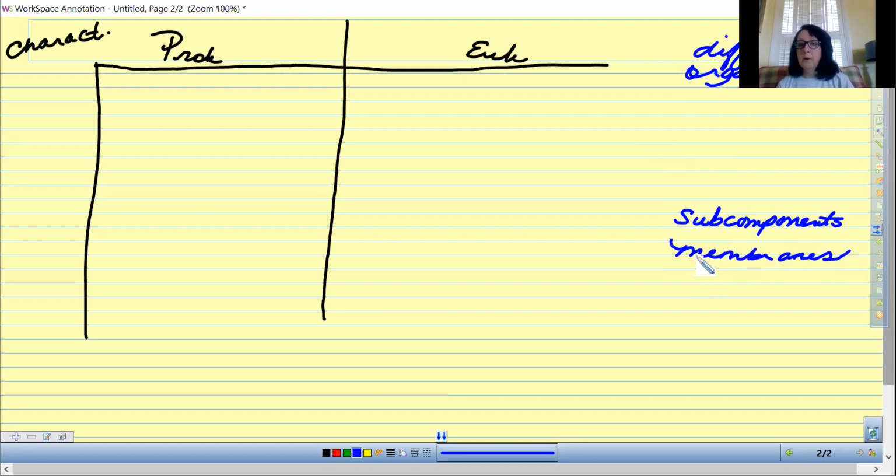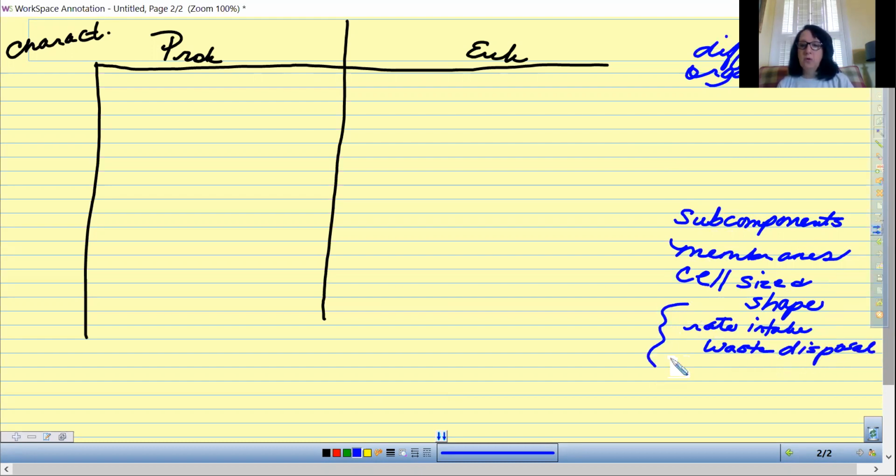And number five, how do cell size and shape affect the rate of nutrient intake and waste disposal? And how do those things get done in the cell? It's not that complicated. It's just going to be a little bit of stuff you need to review from a long time ago.